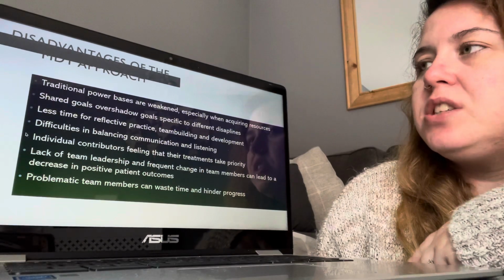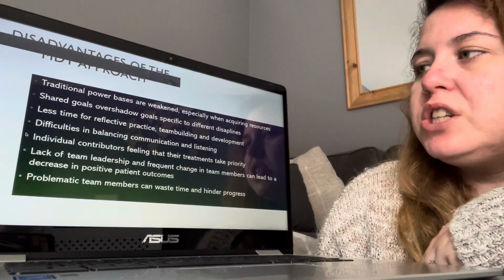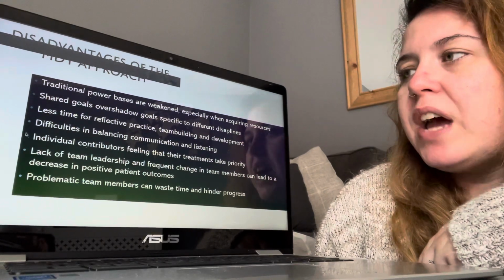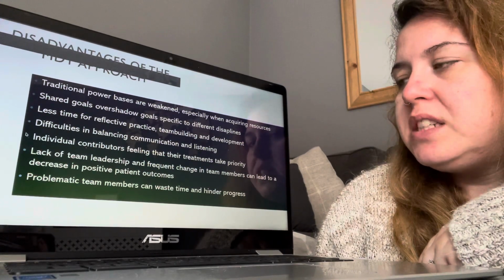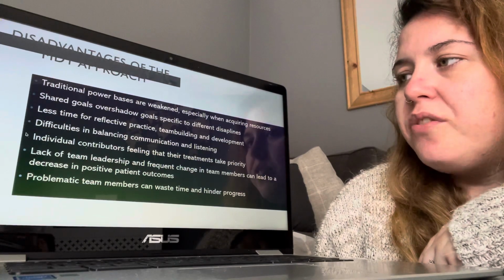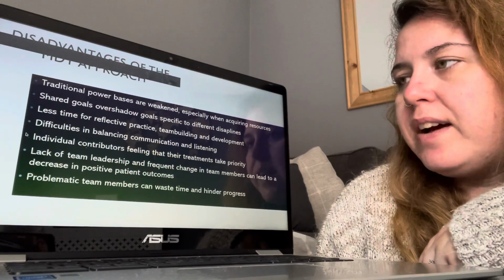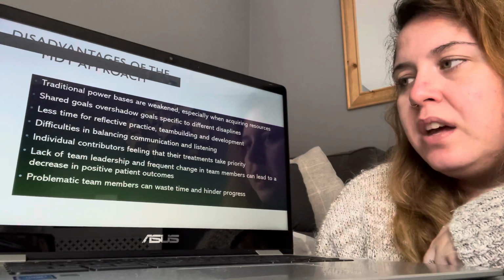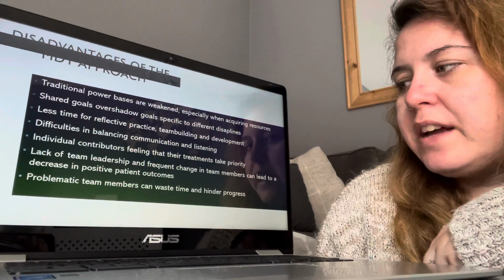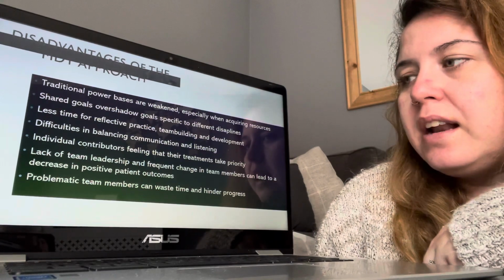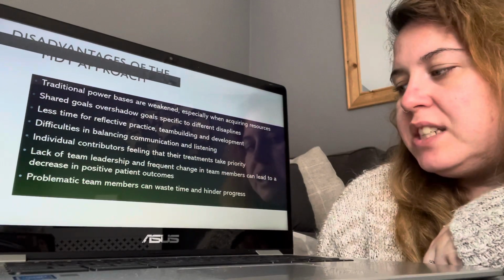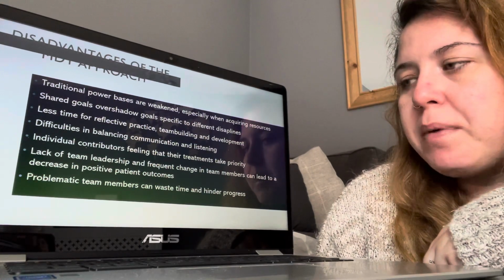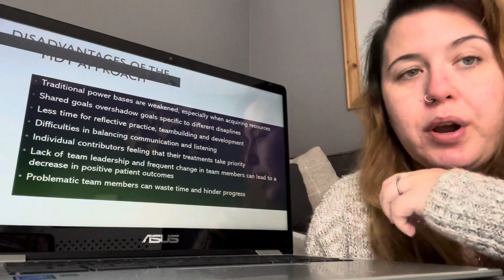Some of the disadvantages of the MDT approach. Traditional power bases are weakened, especially when acquiring resources. Shared goals overshadow goals specific to different disciplines. Less time for reflective practice, team building and development. Difficulties in balancing communication and listening. Individual contributors feeling that their treatments take priority. Lack of team leadership and frequent change in team members can lead to a decrease in positive patient outcomes, and problematic team members can waste time and hinder progress.